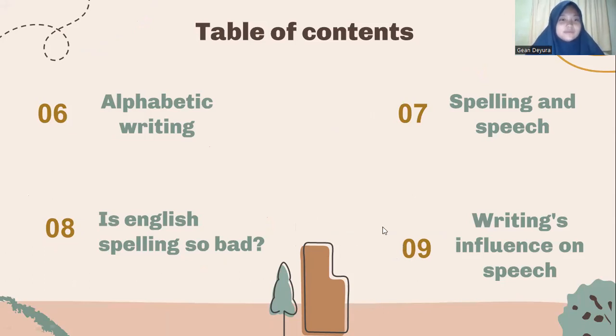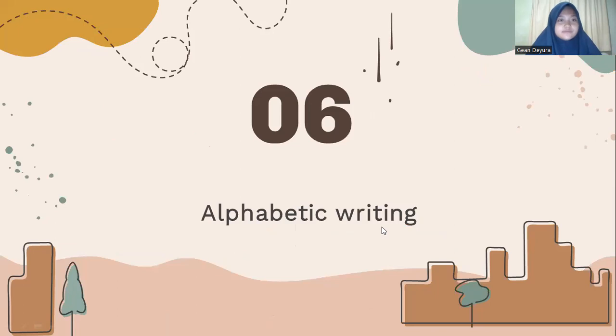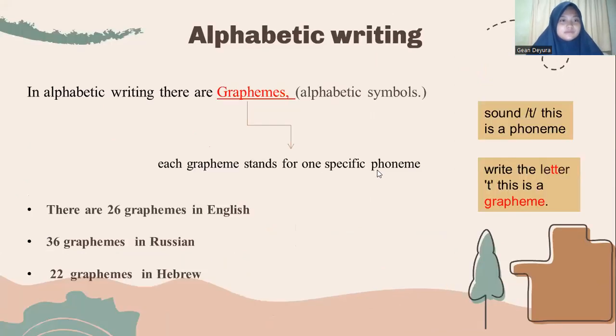Right, thank you, Gian. So I will explain about alphabetic writing. In alphabetic writing, there are graphemes, or alphabetic symbols. Each grapheme stands for one specific phoneme. So there is no practical reason for every sound that is produced orally to be represented alphabetically.